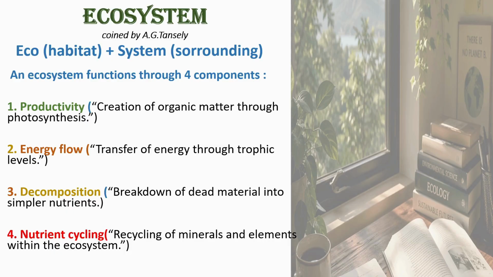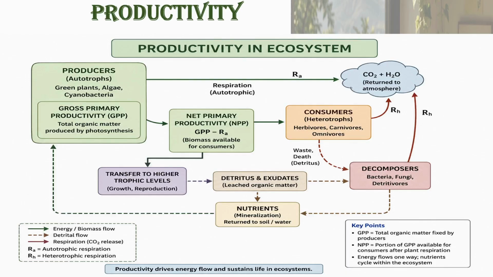So in this slide, we'll understand the first functional unit of the ecosystem, how productivity works in the ecosystem. As I told you, productivity is nothing but the production of organic matter, the production of biomass by the green plants. Green plants are the producers, they are autotrophs, meaning organisms that can produce their own food. They survive by themselves. They don't need the consumption of other organisms for their survival. They prepare their own food.